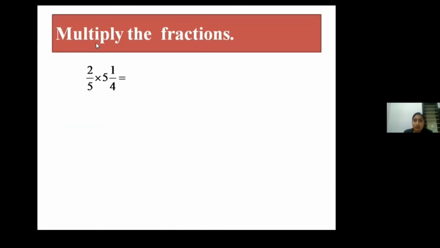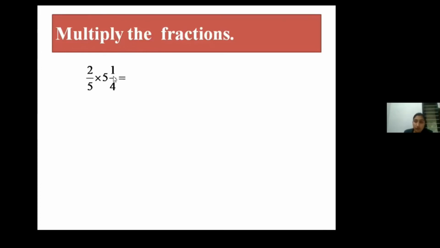Next question, multiply the fractions: 2 by 5 into 5 1 by 4. This is a multiplication of a fraction with a mixed fraction. 5 1 by 4 is a mixed fraction. So one of the fractions is a mixed fraction, and first we have to convert the mixed fraction into an improper fraction.